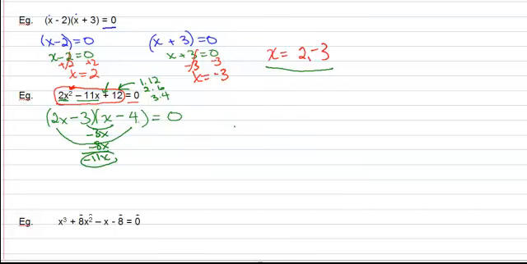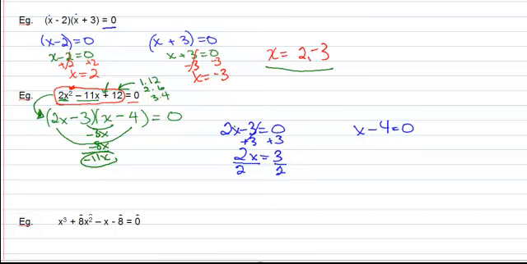So I've got my polynomial properly factored. So now I'm going to take each factor, set it equal to 0. So I've got 2x minus 3 equals 0, and x minus 4 equals 0. Solve each of these. So x is 3 halves, and now I'm going to add 4 here. And x is 4. So those are my two possible solutions.